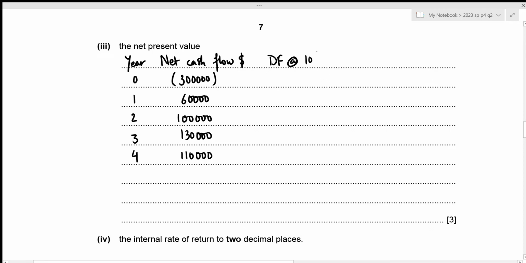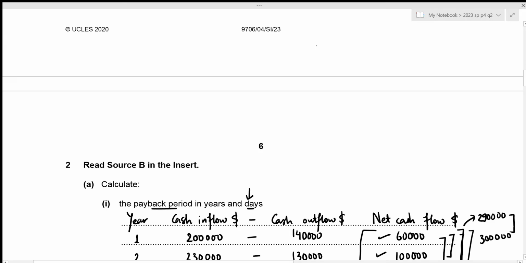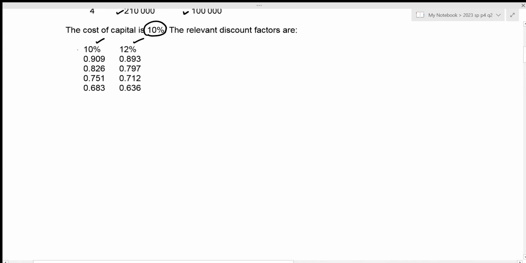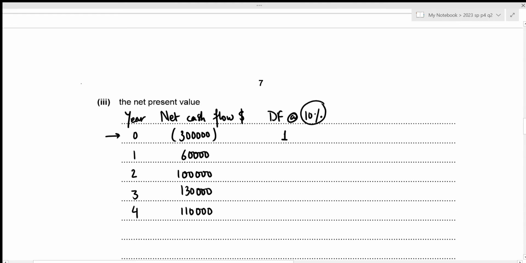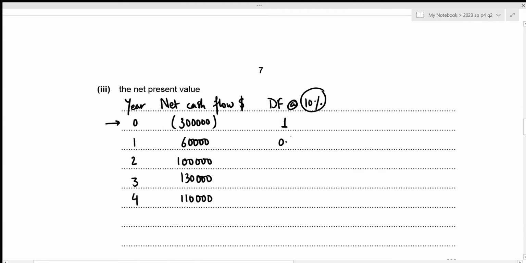Okay, now we just need to multiply it with our discount factor at the rate of our cost of capital, which is 10%. And the discount factor for time 0 or year 0 is always going to be 1, no matter what percentage we're looking at. Now let's copy the discount factors for year 1, 2, 3, and 4 from above, which is right here. So that's 0.909, 0.826, 0.751, and 0.683. Let's write these numbers down. That's 0.909, 0.826, 0.751, and 0.683.